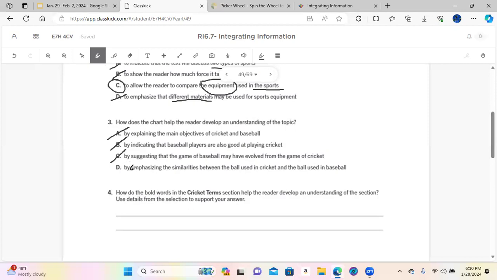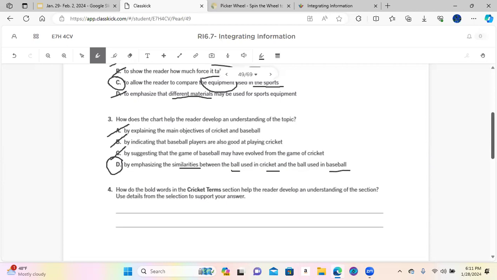So D obviously is our most suitable answer. Let's read it and see. By emphasizing the similarities between the ball used in cricket and the ball used in baseball. Yes, that's what they were comparing. They were comparing the material used to make each ball, the weight of these 2 balls, the circumference, and the rate at which the ball was thrown. So D is the most suitable answer.